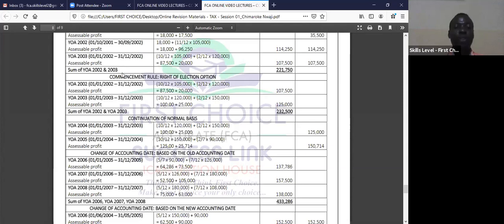Now, when it goes after the commencement, you continue from the normal basis. You don't continue from right of election. This one is just for comparison. So you continue where this one stops. Then you keep doing your preceding year basis.